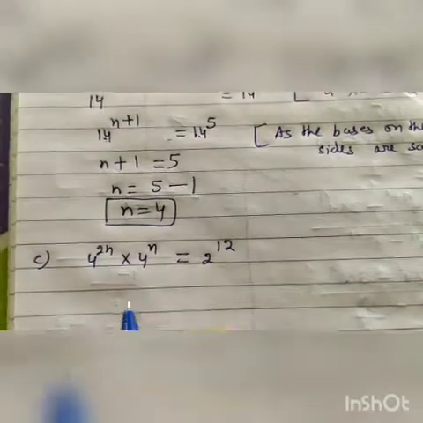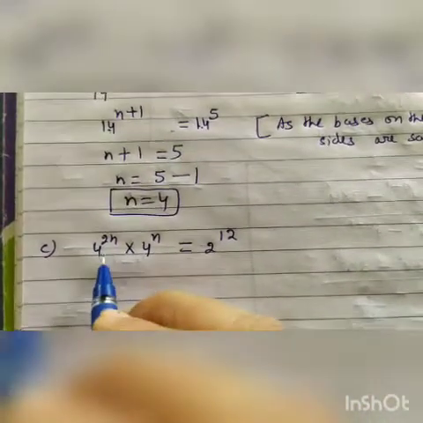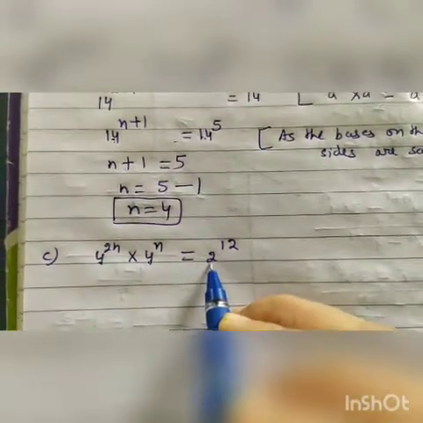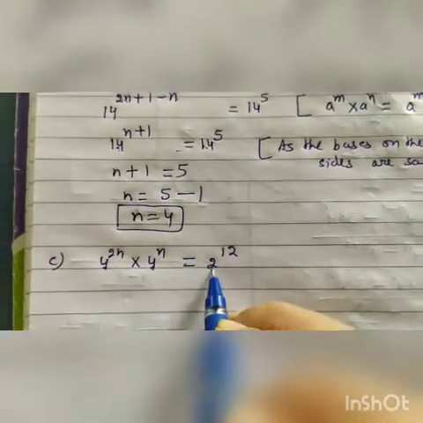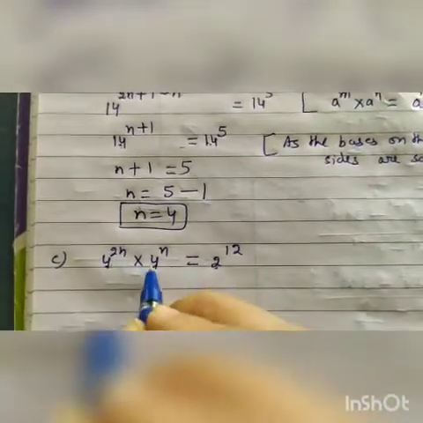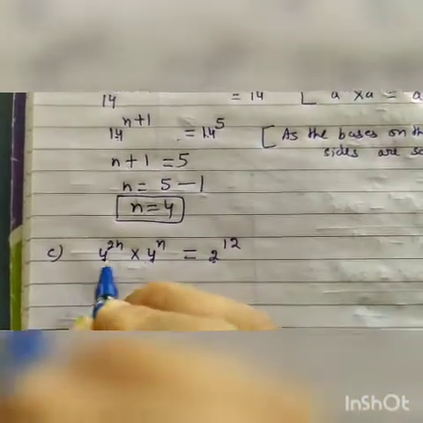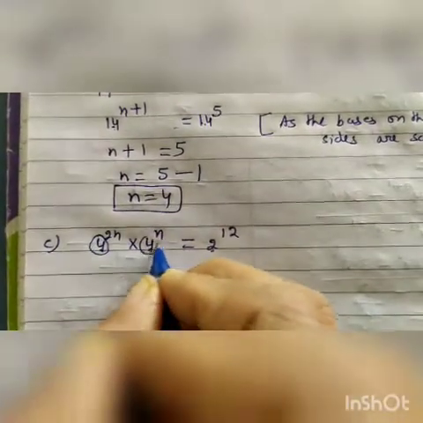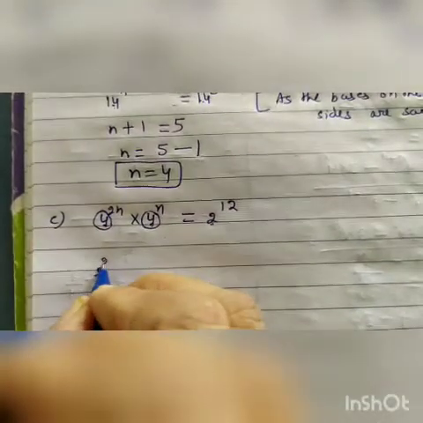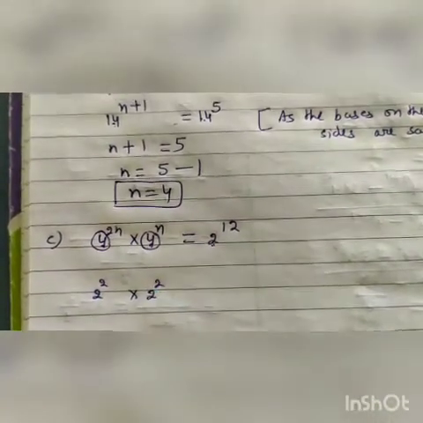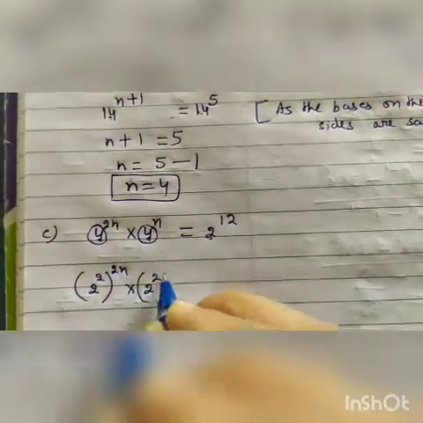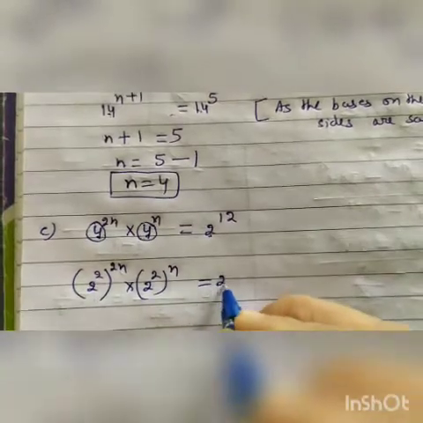Clear? Now come to C part. In C part, students, you are noticing that here both the bases are same, but here not. Here the bases are 4 and here it is 2. So we will convert these bases which are 4 into 2. How? See, we can write this 4 and this 4 like this, 2 power 2 into 2 power 2. Now whole power 2n here and whole power n here, then 2 power 12.